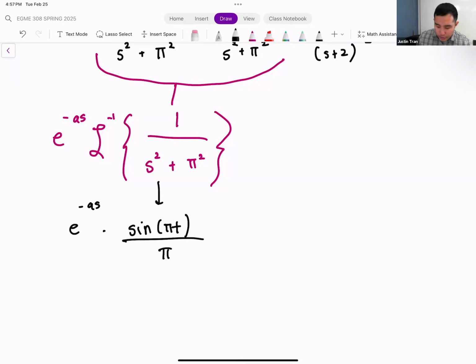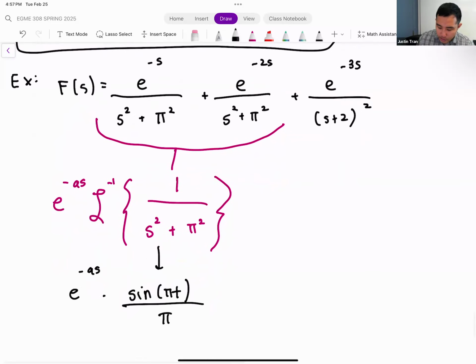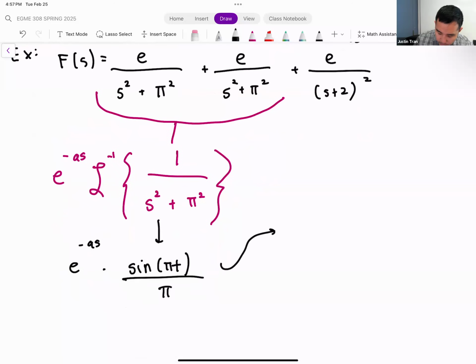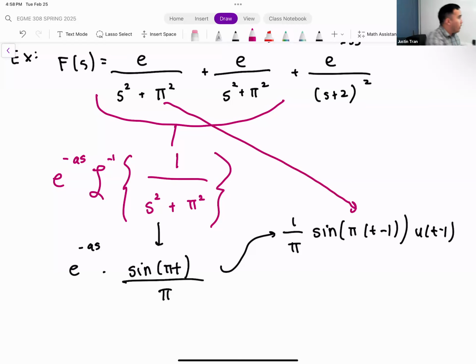Okay, so let's go ahead and shift this. Our first term here has a shift of 1. Our second term has a shift of 2. So this is going to be 1 over pi. Let's do the shift of 1 first. So we have sine of pi (t minus 1) times u of t minus 1. Okay. So this term right here is from that first shift of 1.